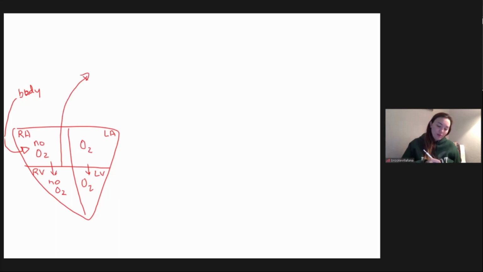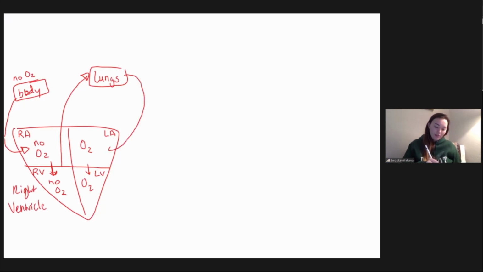So just a little reminder of the intro blood flow, and then I'm going to go through it in more detail with all the different vessels you need to know. But blood with no oxygen will come in from the body into the right atria, go down into the right ventricle, and then we're going to send that to the lungs, where it's going to get oxygen and come back into the left atria. The left atria will send it down into the left ventricle. And then that left ventricle is going to send that blood out to the body, this time with oxygen.